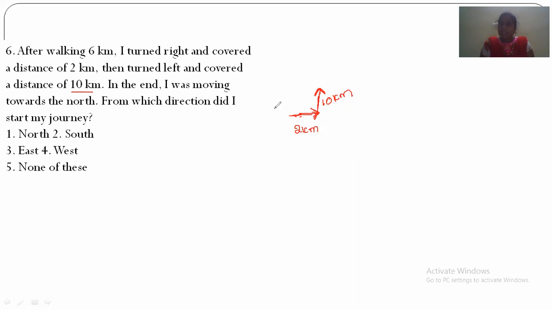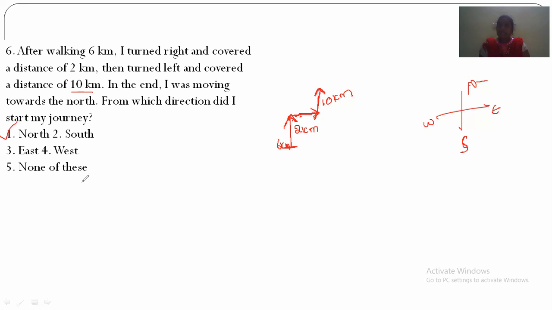So if any person has to move to the east, in which direction would he have been moving? Since we know north, south, east, west, if he is in the north direction and goes to the right side, then only he will go to the east. So which means he was in the north direction. And how many kilometers has he walked? 6 kilometers. So from which direction did I start my journey? In which direction has he started his journey? In the north direction he has started. So this is the answer.